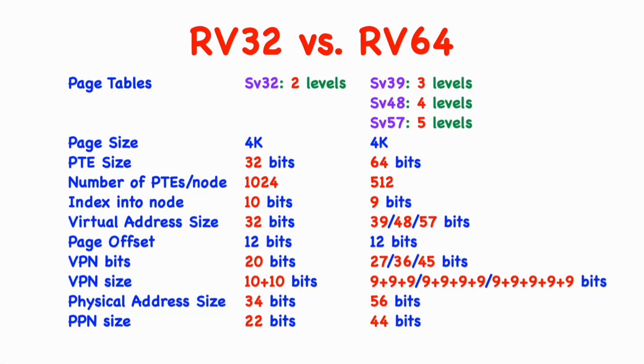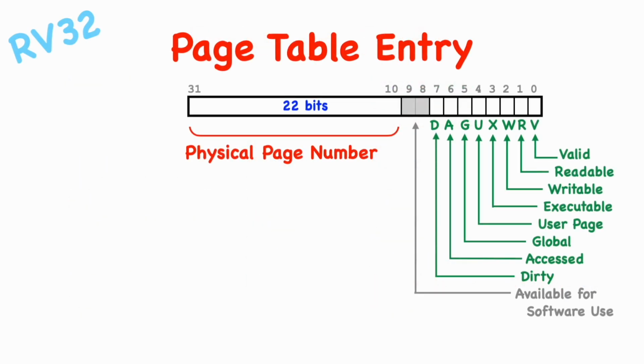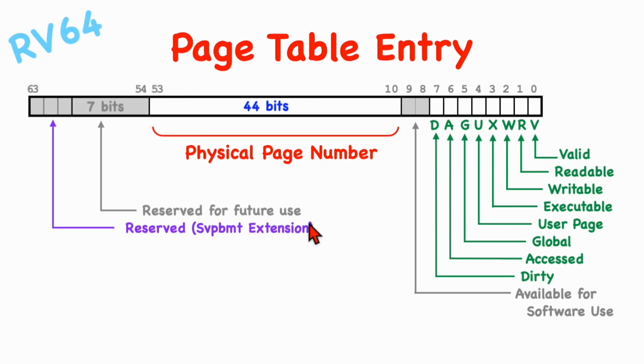Next, let's take a look at the page table entries and see how they differ between 32-bit machines and 64-bit machines. Here's the layout for 32-bit machines with a 22-bit physical page number and the various privileged bits. And here's the layout for 64-bit machines. All three paging schemes, Sv39, Sv48, and Sv57, use the same layout for page table entries. The page table entry is now 64 bits in size.